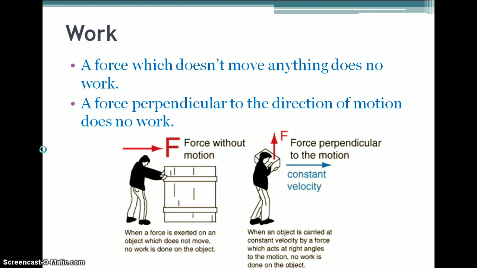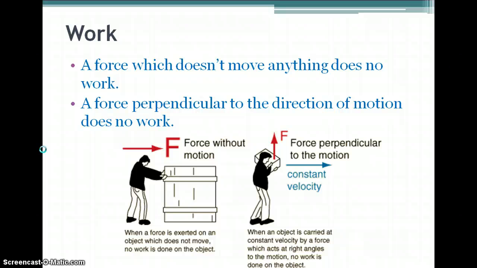Okay, a couple things about work that are tricky. One is that if you push really hard on something but it doesn't move, then by the physics definition of work that we just talked about, you haven't done any work. So if you push against the wall with all of your might, you break a sweat, you get your heart rate up, all of that, if you haven't moved the wall, you haven't actually done any physics work. Okay, so by definition, work has to move something.